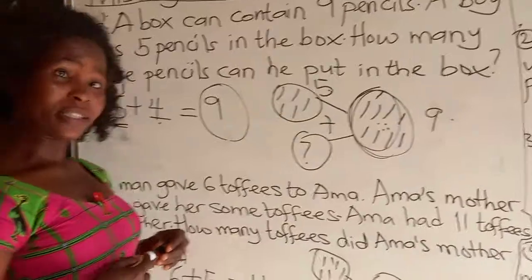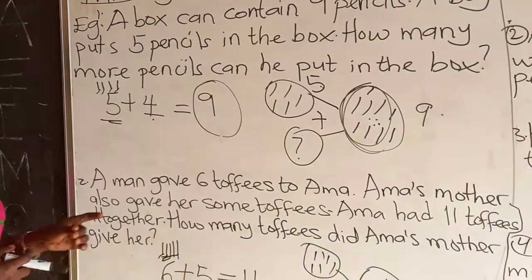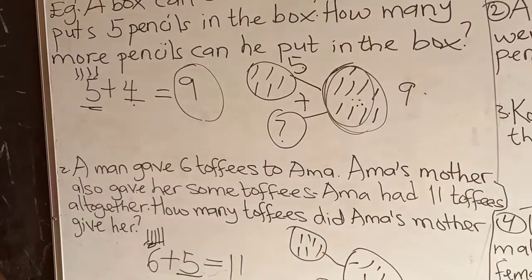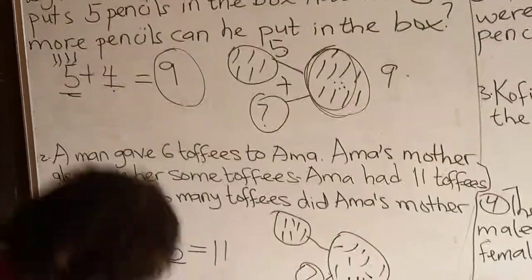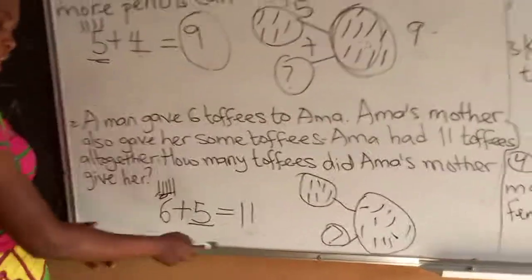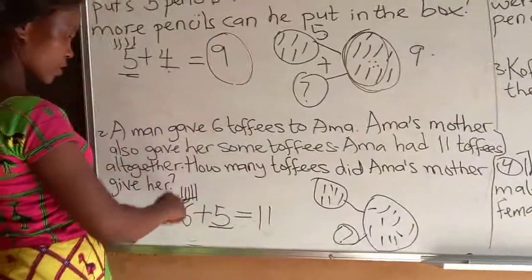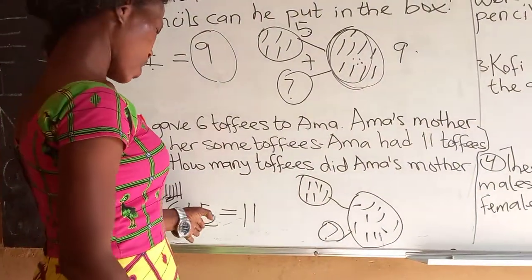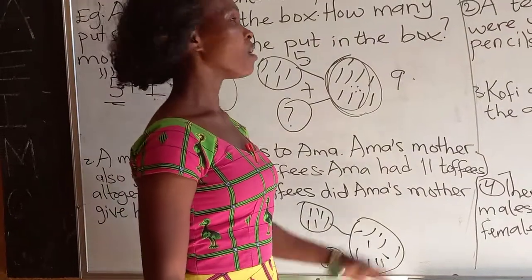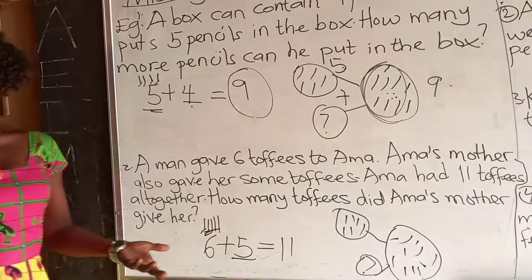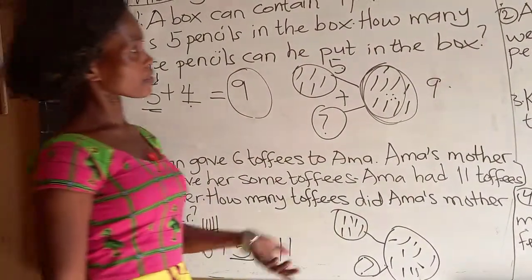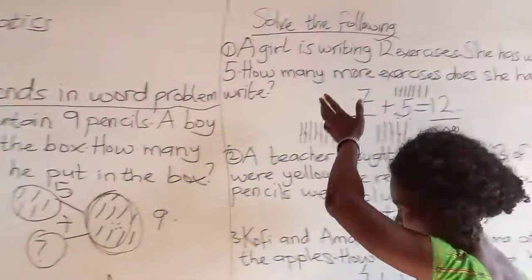Okay, the next one. A man gave Amma 6 toffees. Then Amma's mother also gave her some. But we don't know how many she gave her. So then the total became 11. So what do you have to do? You have to continue counting. So you get to the total and then you have your answer. So that is it. And we have our 12 problems here.